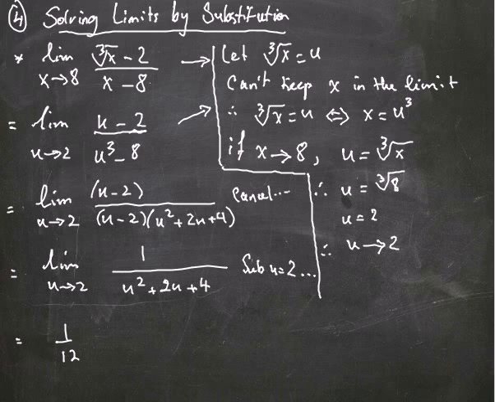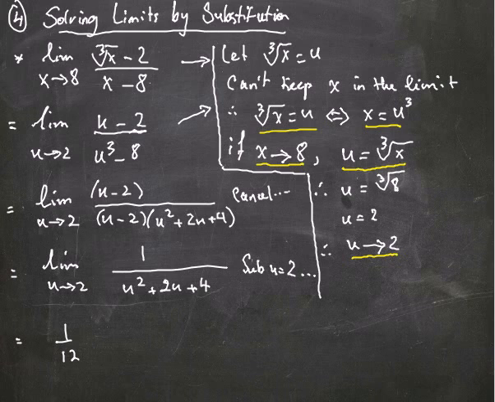So the cubic root of x is u. If you cube both sides, you'll get x equals u cubed, as we've seen here. Therefore, this expression becomes u minus 2 over u cubed minus 8. But now we still have x approaching 8, which we cannot keep. We have to change it to u. So if x approaches 8 and u is the cube root of x, substitute 8 in the x, and you'll find that u will approach 2.